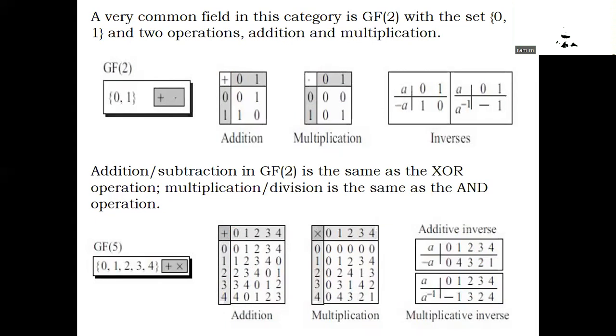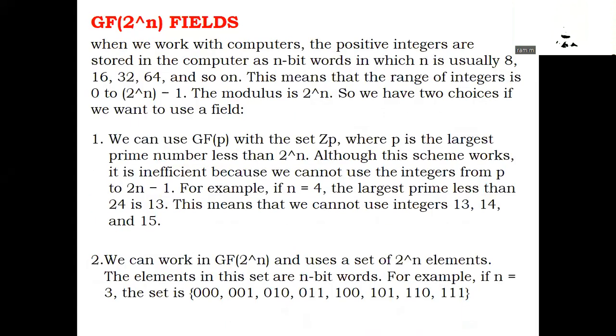Now we'll show the next, that is GF of 2 power n fields. So 2 is a prime number. When we work with computers, the positive integers are stored in the computer as n-bit words, in which n can be 8, 16, 32, 64, and so on, right? So we can represent this 8, 16, 32 as 2 power n.